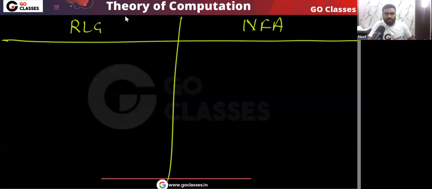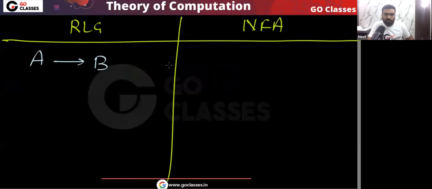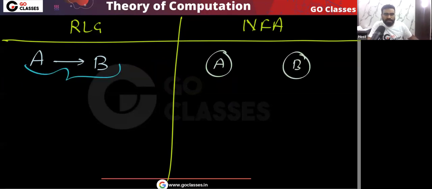What more production rules can there be in the right linear grammar? Which type of production rules can be there? Let me know. For example, you can have the rule that A can go to B. This variable A can go to variable B. So how to convert this to NFA? In the NFA, what will happen? I told you variables will become the states. So how to make the transition?